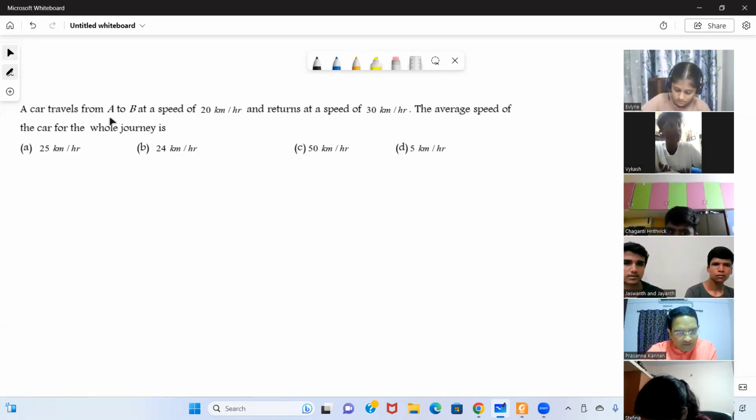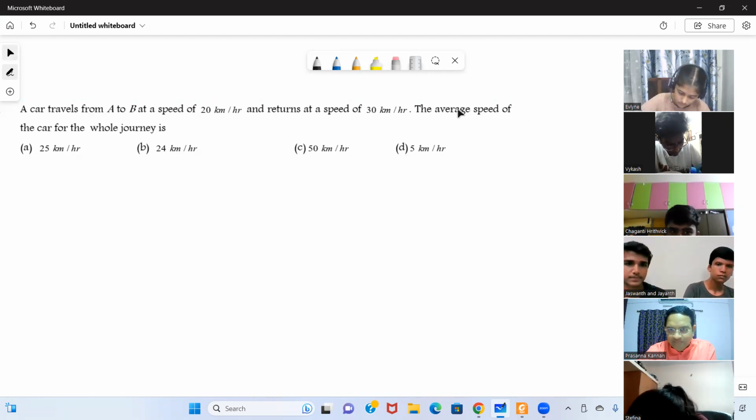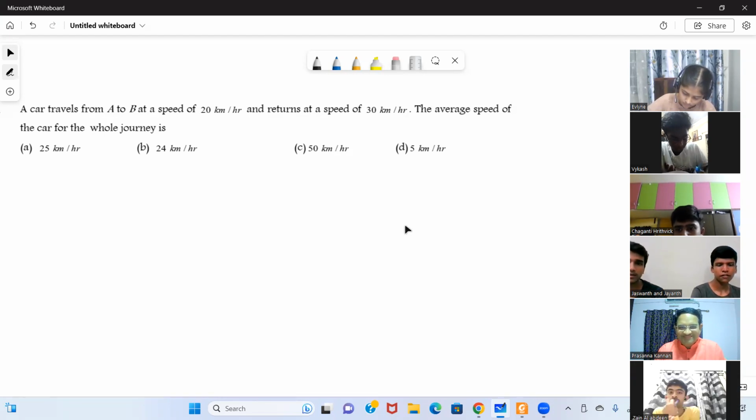A car travels from A to B with a speed of 20 km per hour and returns at a speed of 30 km per hour. What is the average speed of the car for the whole journey? 25 kilometers. 25.